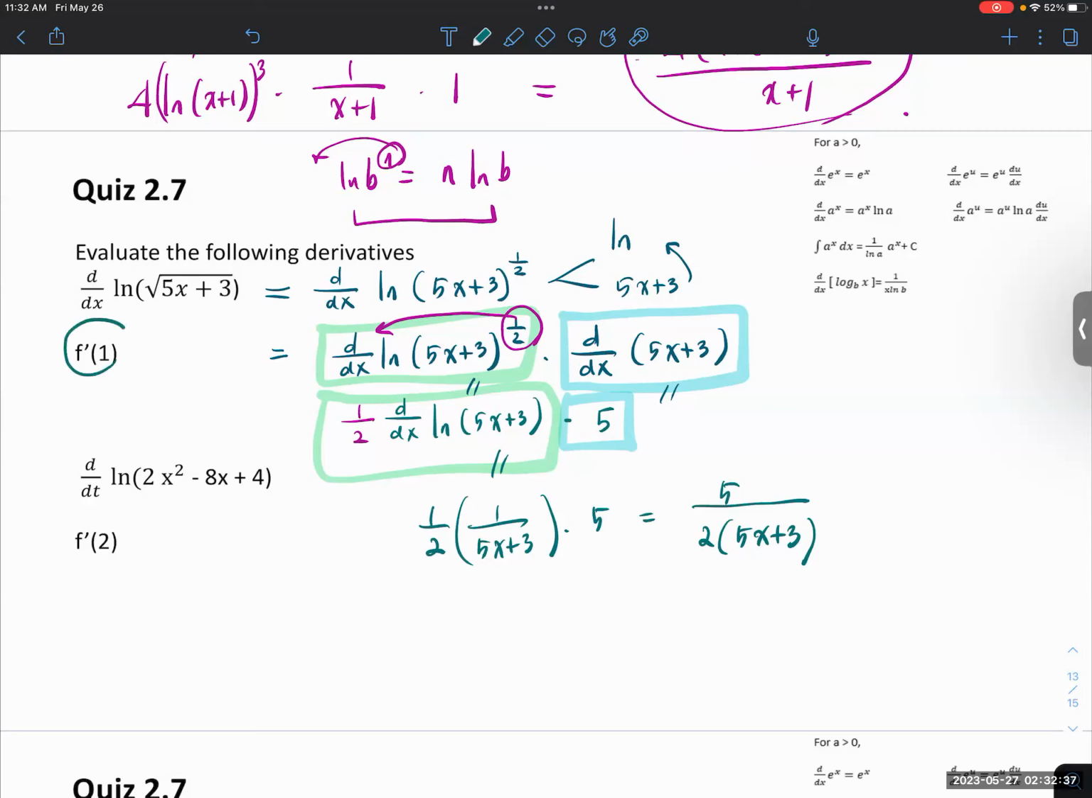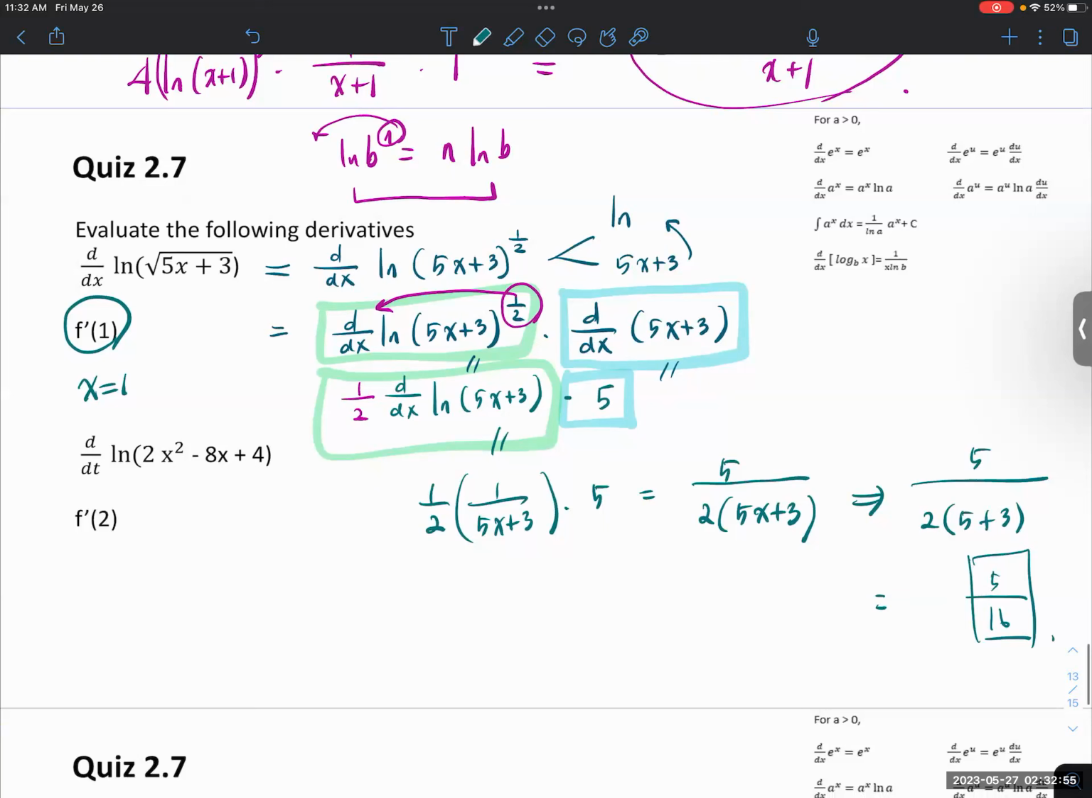And now they want you to find it when x equals 1. So plugging in, 5 times 1 is 5, so it is going to be 5 over 2 times 8, which is 5 over 16. So that's your answer. Okay? So think about it. This is not really complicated. You can do this question.